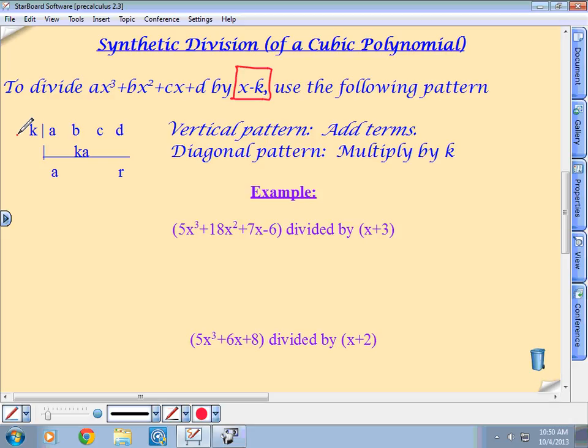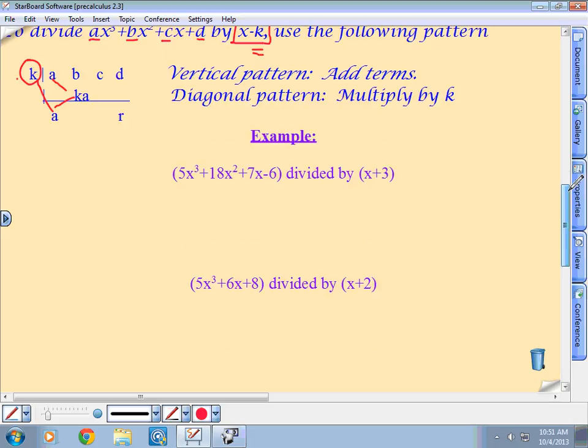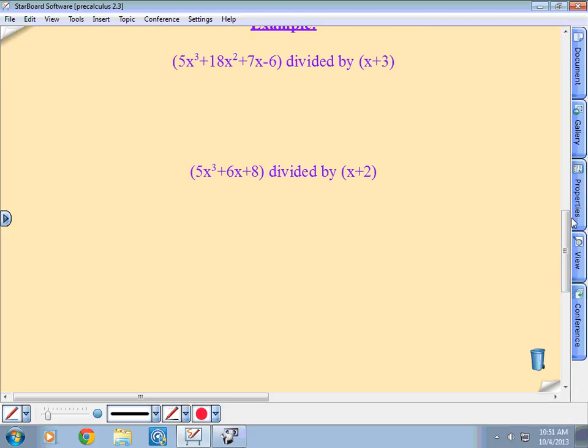So these are the different terms in our polynomial. In other words, these are the coefficients in front: a, b, c, d. What's in front of our cubic, our quadratic, our linear, and our constant. These are the coefficients, or what's going down here. What we're dividing by is our k. That goes here. And then what you do is multiply. The diagonal pattern is multiply by k. So you multiply k times a, which gives you ka. Let's do it in a real one because those letters are going to confuse you.